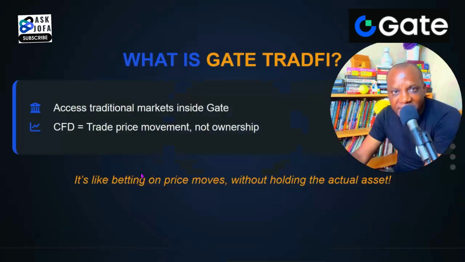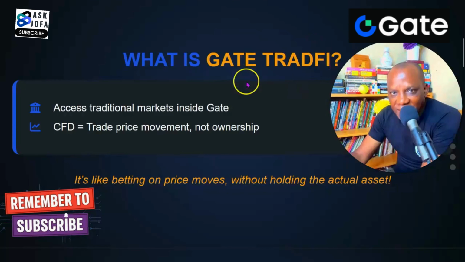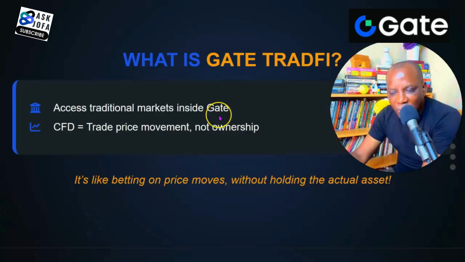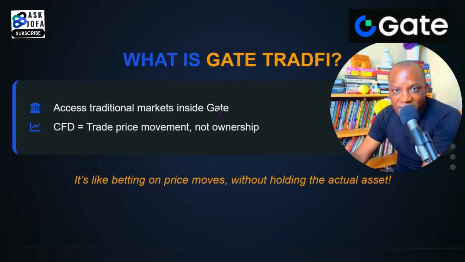Gate TradFi simply implies trades on traditional financial markets that happen on Gate Exchange, not crypto trading. Instead of trading Bitcoin or altcoins, Gate TradFi gives you access to Forex, stocks, commodities, and gold using cryptos that you already have, like your USDT stablecoin. So you are not trading crypto directly, but the stablecoin you already have gives you access through Gate TradFi to trade gold, silver, or US stocks.